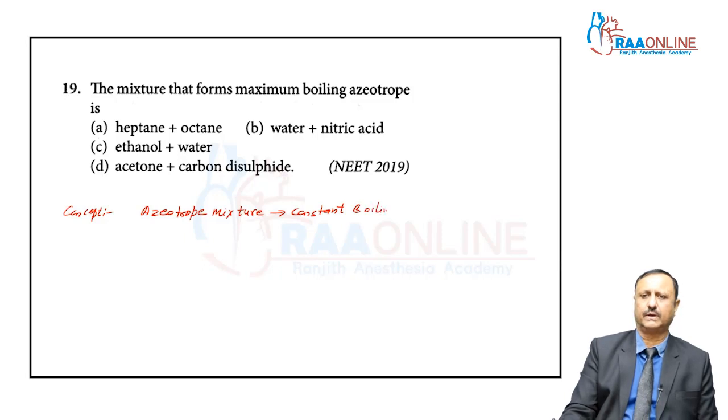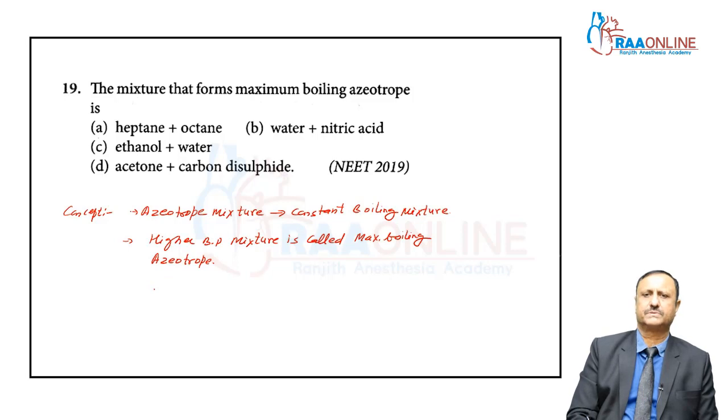It is called a constant boiling mixture, and when the maximum boiling point is present, then it is called a higher boiling point mixture. A higher boiling point mixture is called a maximum boiling azeotrope.